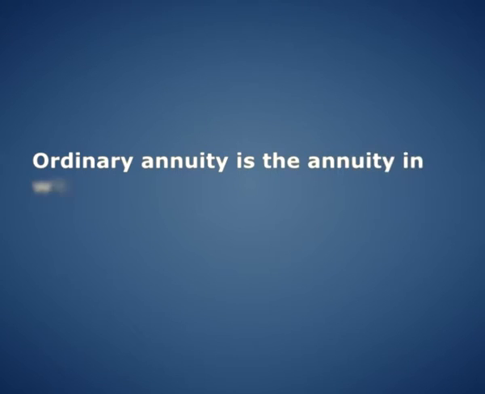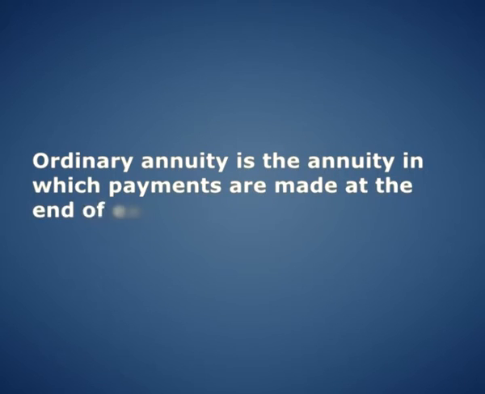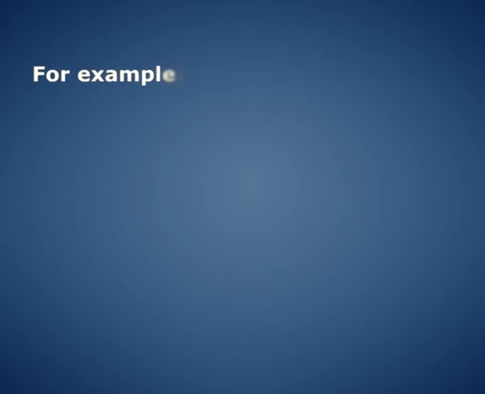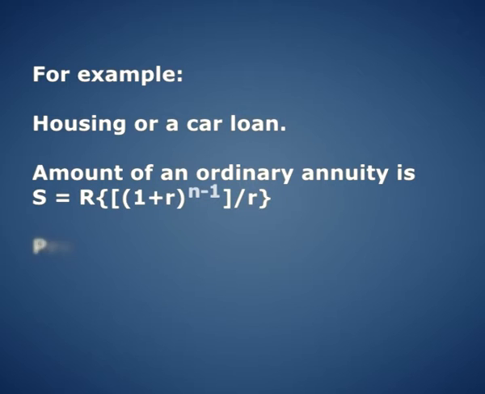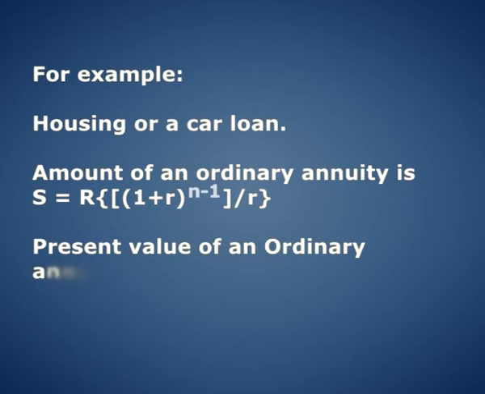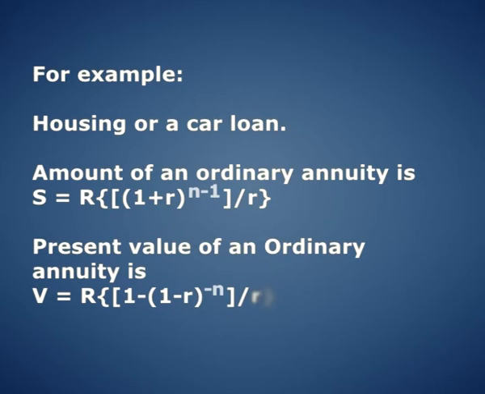Ordinary annuity is the annuity in which payments are made at the end of each payment period. For example, housing or a car loan. Amount of an ordinary annuity is given as S is equal to R times ((1 plus R) to the power n minus 1), the whole thing divided by R. So present value of an ordinary annuity is given as V, which is equal to R times (1 minus (1 plus R) to the power minus n), the whole thing divided by R.